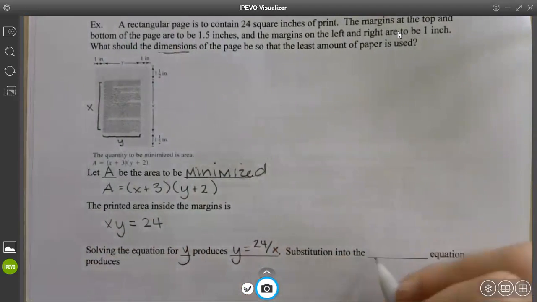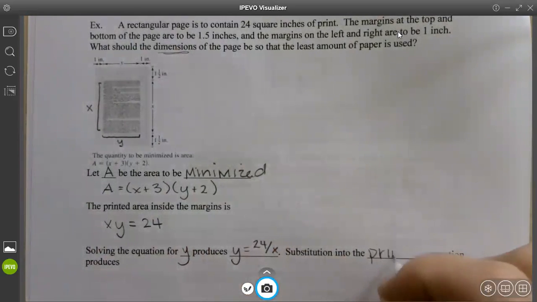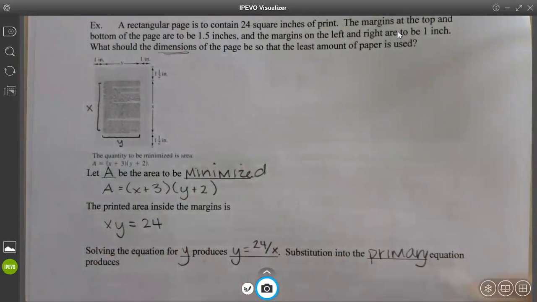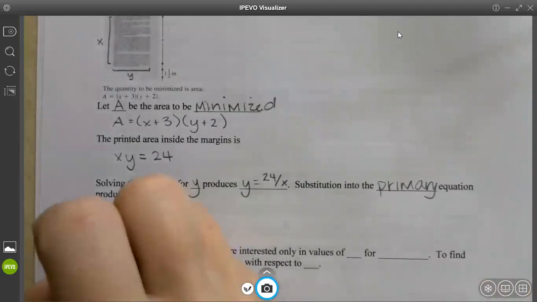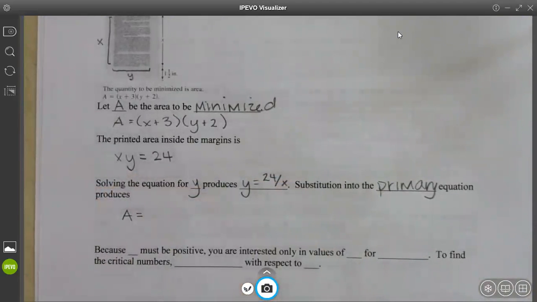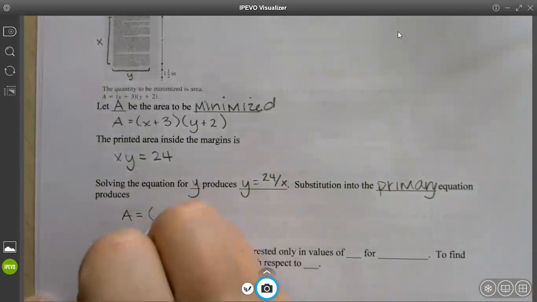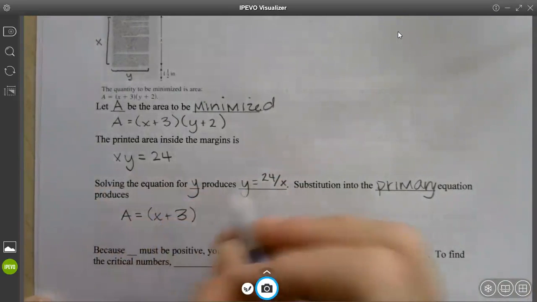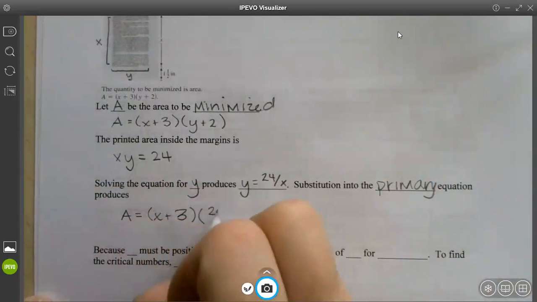Substitution into the primary equation produces A equals. Now, remember, you could have solved this for x and done the same thing. It's going to give you the same answers. Everybody understand that? But typically we solve everything in terms of x. So I would try to keep x and not y. So area equals, the x plus 3 is going to stay the same, but I need to replace y.